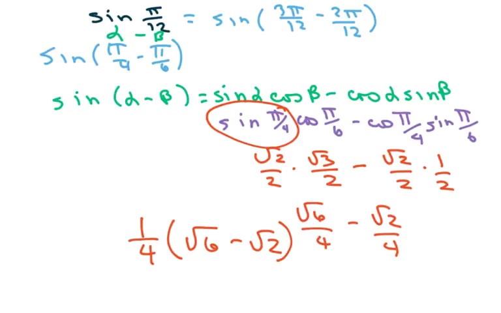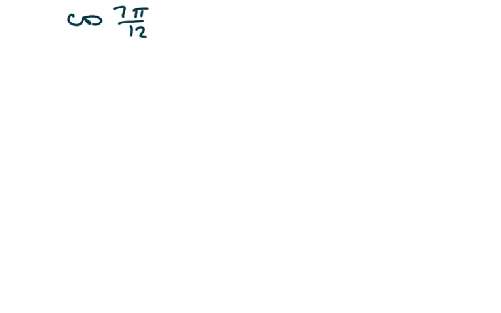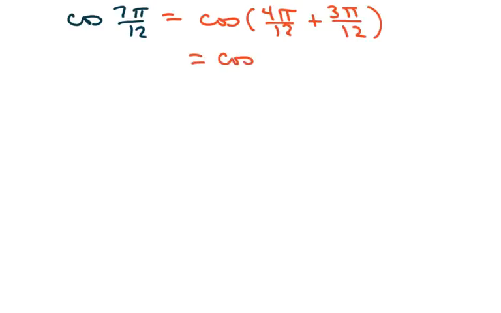So we have cosine, and I'm going to break this out as cosine of 4 pi over 12. You have to break it up where it's something that you already know the information on from your unit circle or your graphs, however you're doing it. So simplified, this is pi over 3 plus pi over 4.